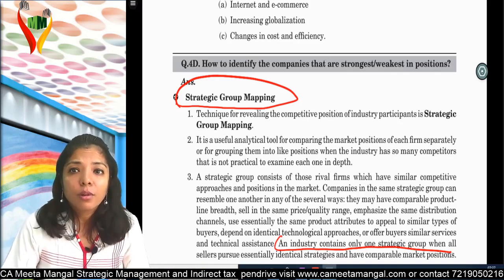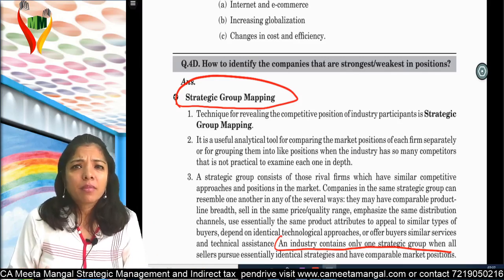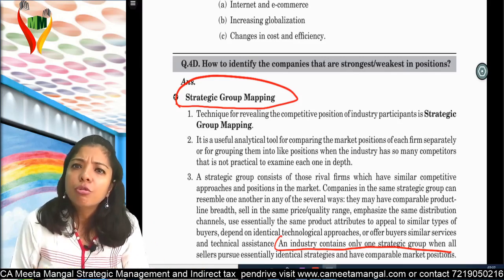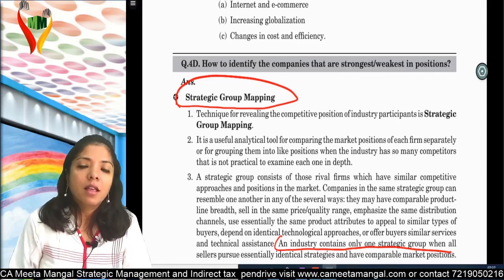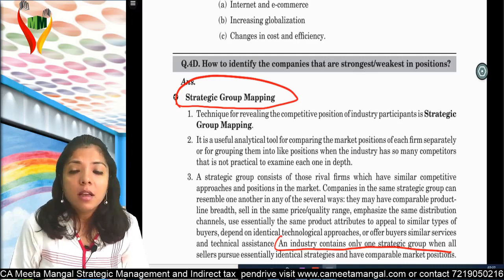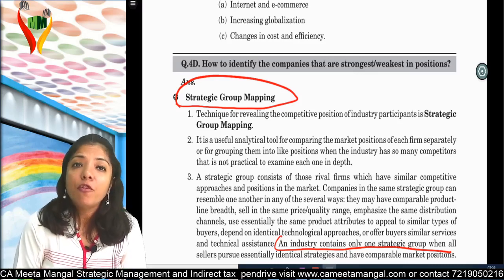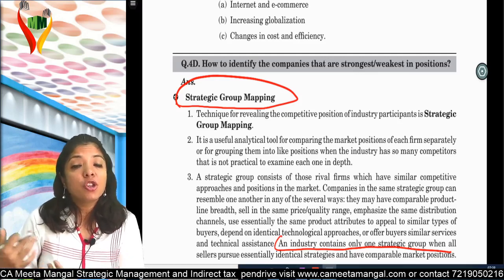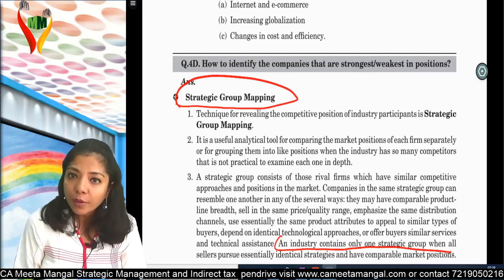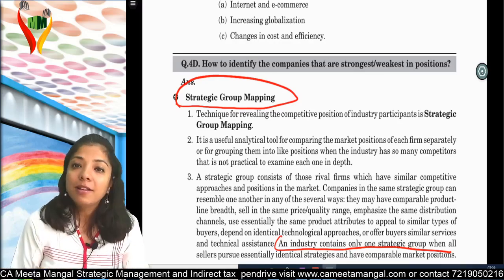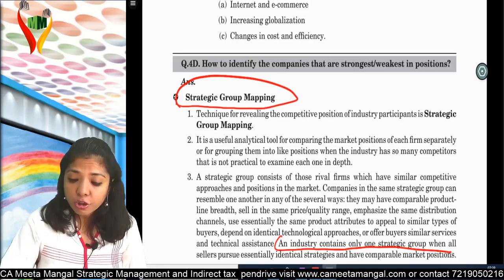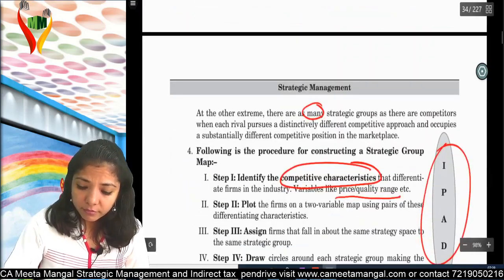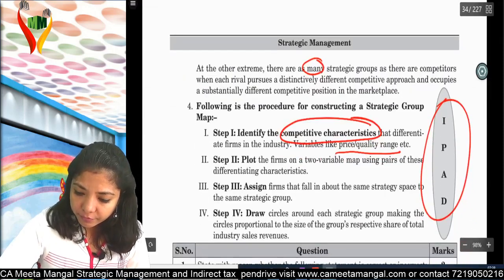So understand. For example, it's very important for me to know who are the strongest competitors and who are the weakest competitors, because by doing that I will focus only on strong competitors and I will not pay attention to weak competitors. I hope you get my point. समझ में आ रहा है? So let's understand how. I hope you're with me.